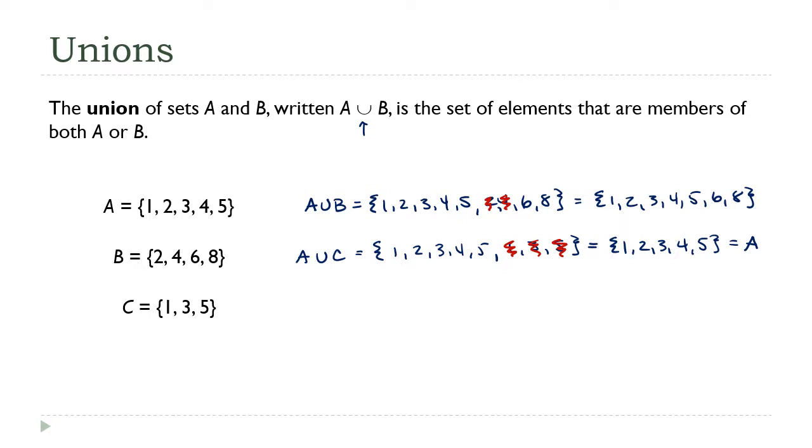Now that was a little unusual, but think about the relationship between A and C. C is a subset of A. That's kind of why this happened. All of the elements of C were already in A, right? And that's why we ended up just back where we started with the original A set.